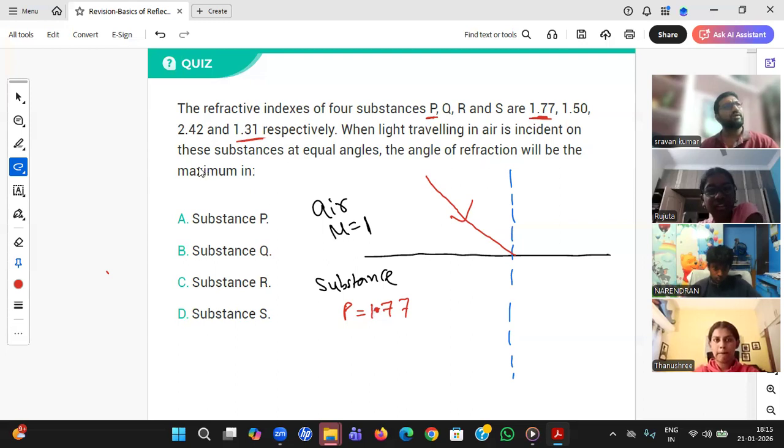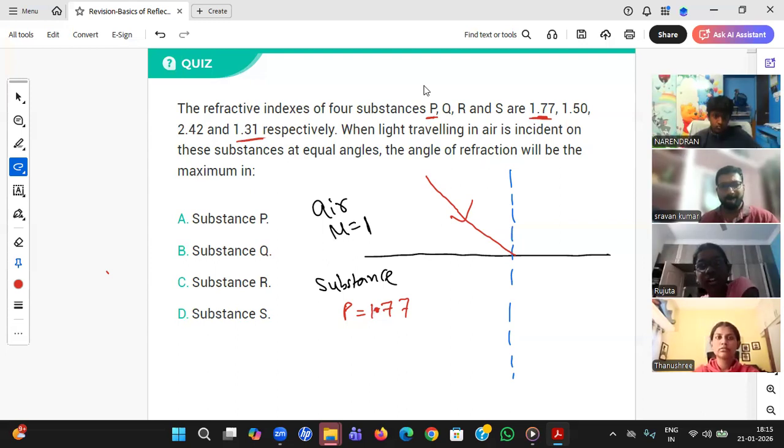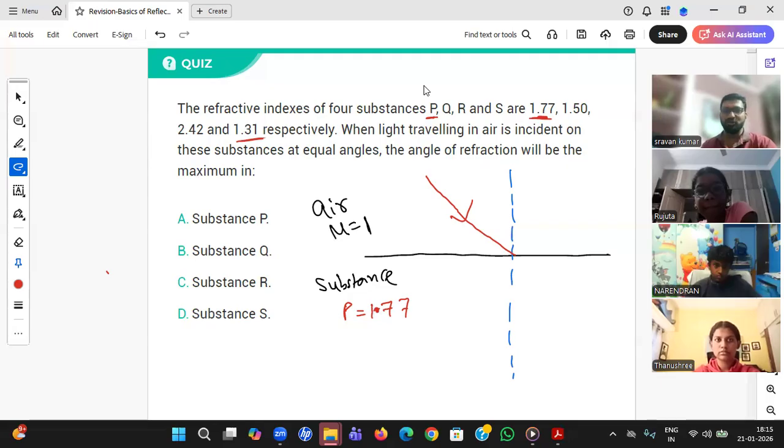Like it's from air to the substance, it moves away from the normal. Yes, you can say that. So the bending is less, not maximum. Okay. But sir, it's moving away from the normal, right? So it should be that bending is maximum. No, no, no. The original path is this. This is where the original path was going.